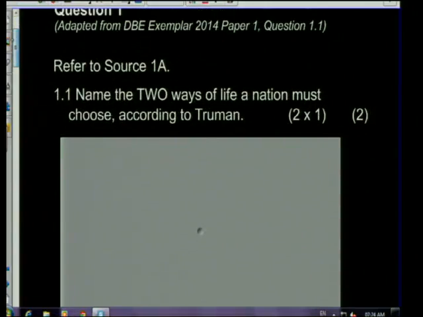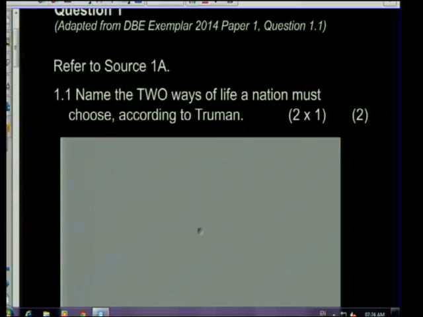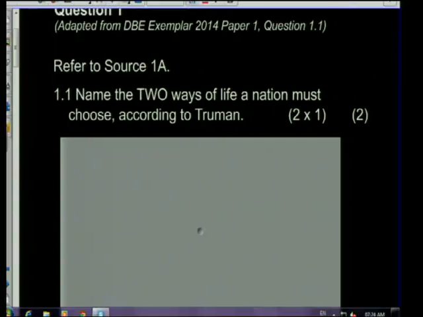Now let's quickly look at our questions based on the source we've just read together. It says refer to source A. It's very, very important to read the instruction. You are not just using your own knowledge here, but you are using information in source A. And then question 1.1 says, name the 2 ways of life a nation must choose according to Truman. Now remember, earlier on when we were analyzing that source, I highlighted the different ways of life. And they've written the word 2 in capital letters, so you can't just give the one way, you have to give both, as mentioned in the president's speech.